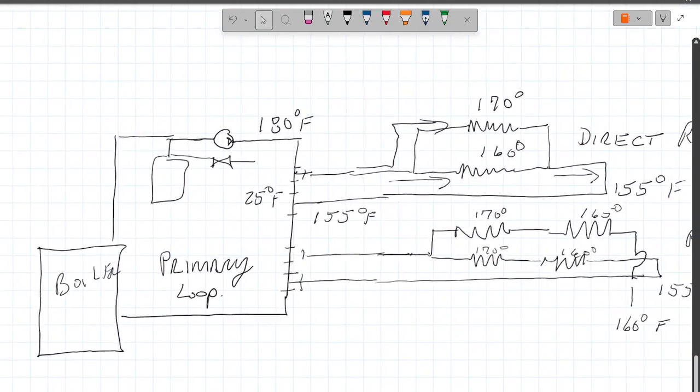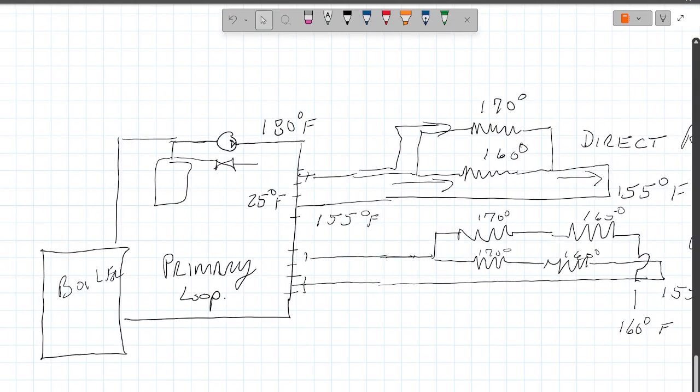Zoom in on that a bit. So we have 25 degree temperature change between these two close coupled T's. Okay, here we come down here. We're going to be 155 degrees Fahrenheit. As we come back here, we're going to be 160 degrees Fahrenheit. So literally at this one, we have a 5 degree delta T.